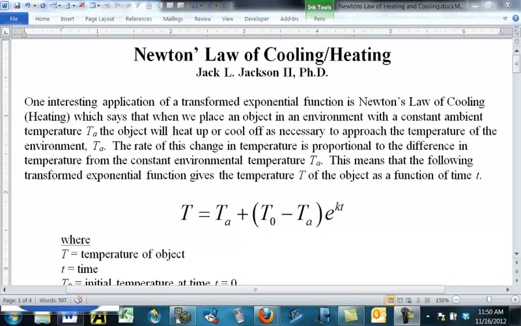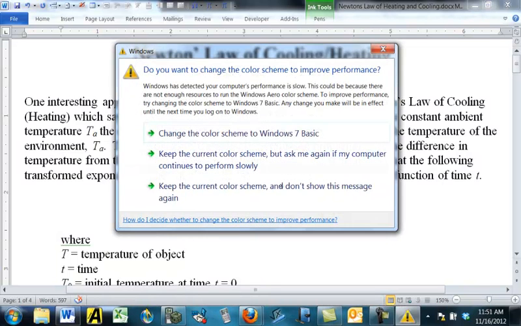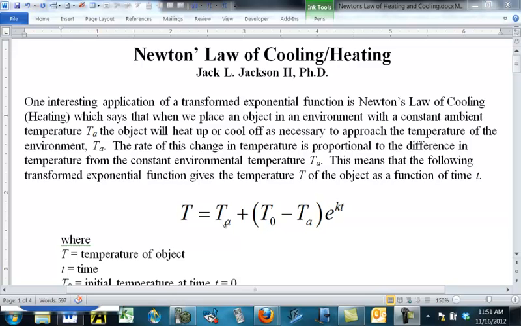Here, the temperature of the object, capital T, is T sub A, the ambient temperature of the environment, plus the initial difference, the initial temperature minus T sub A, times e to the kt, where k is some constant. So we have three constants here. We have T sub 0, T sub A, and k. Lowercase t and capital T are your variables.